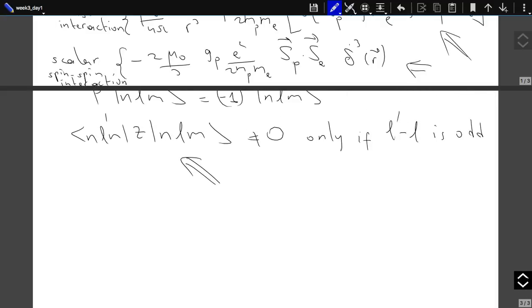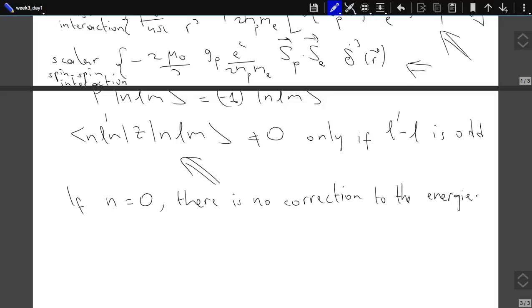Now, of course, it is a degenerate perturbation theory problem if n is not 1. If n is 1, there is no correction to the energies, because then there's just a single state. The only possible value of l is 0, and there's no degenerate state.